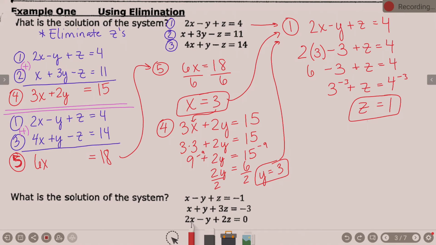How did we express our answer when we did this with just 2 equations? We would do it in an ordered pair. Well, guess what? We get to use an ordered triple now. We're going to put our answers as an ordered triple: x, y, z. So 3, 3, 1. Three variables means we use an ordered triple, which goes in the order x, y, z. We always pretty much go alphabetical.